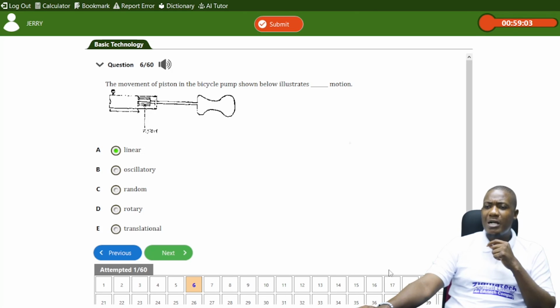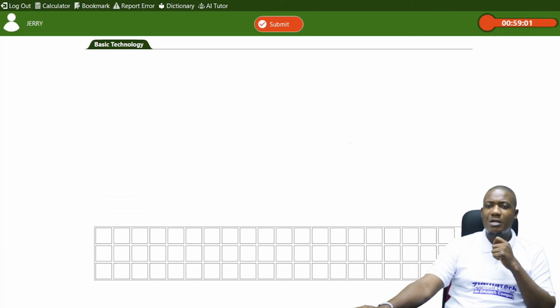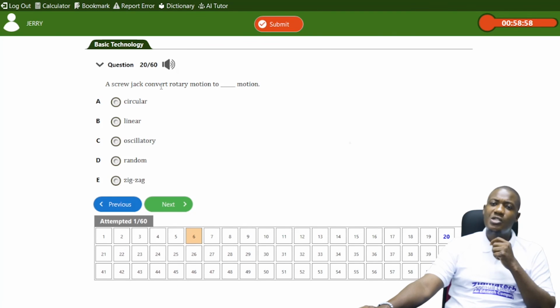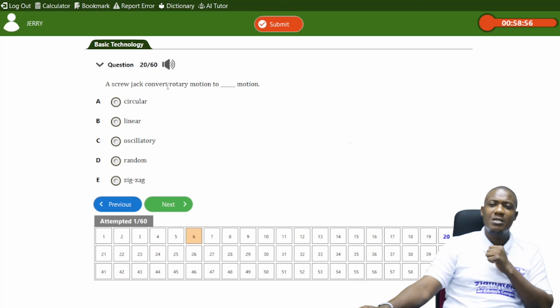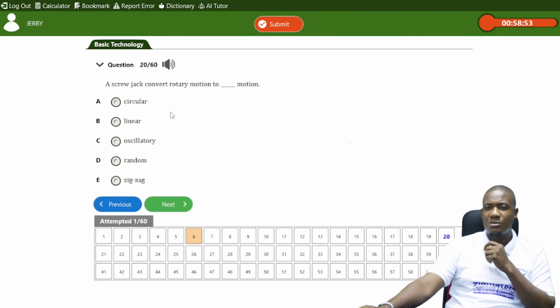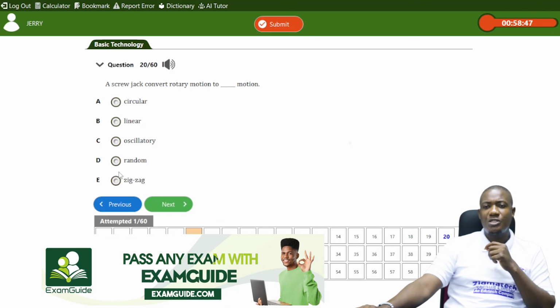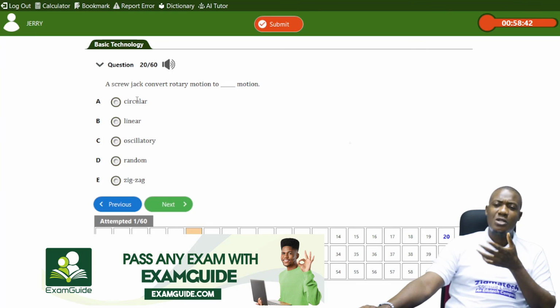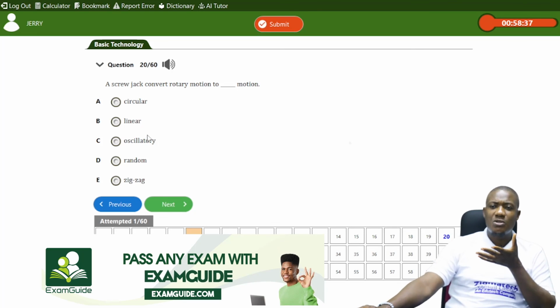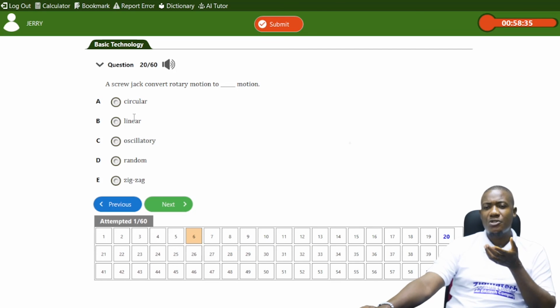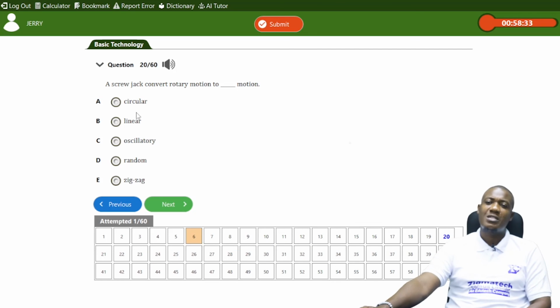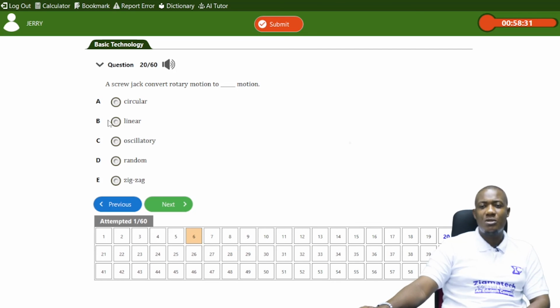Okay, so let's look at other questions. The screw jack converts rotary motion to dash motion. A, circular motion. B, linear motion. C, oscillatory motion. D, random motion. E, zigzag motion. We just discussed that one of the ways to convert rotary motion to linear motion is by the use of a screw. So the screw jack converts rotary motion into linear motion.